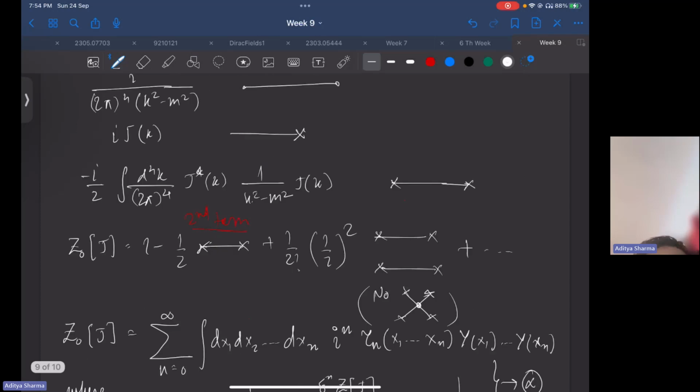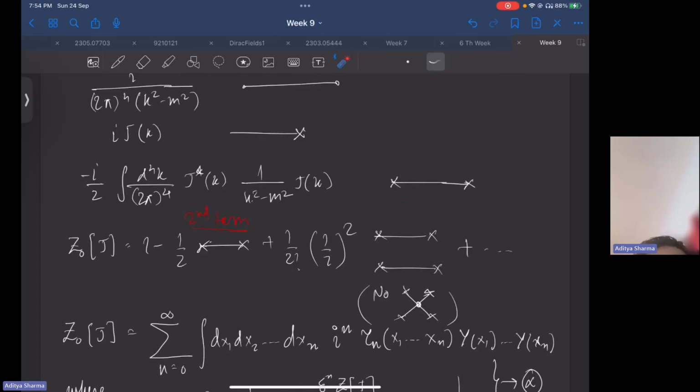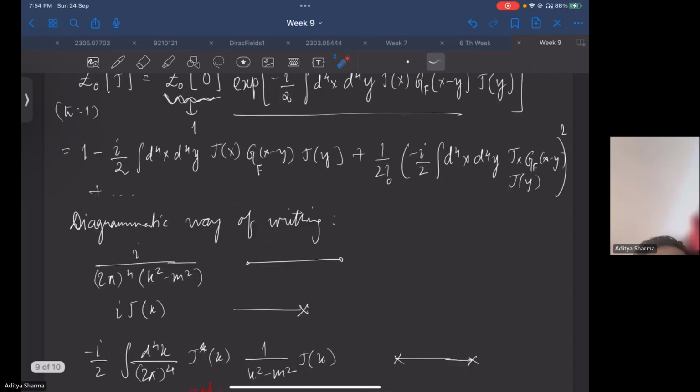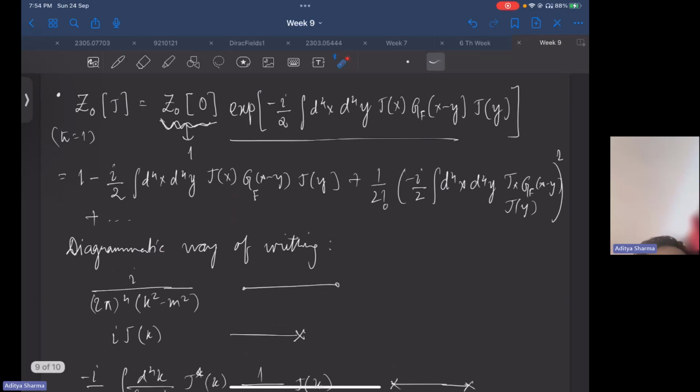Now let us look at the series. The second term in the series is this, and this is nothing but this term. We are working with the series which is inside. So we have actually got the right answer.